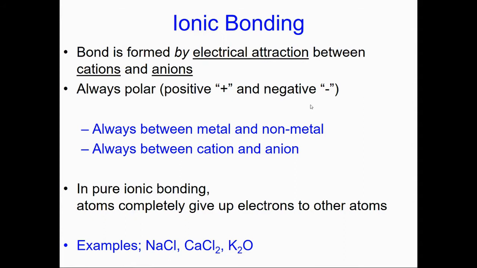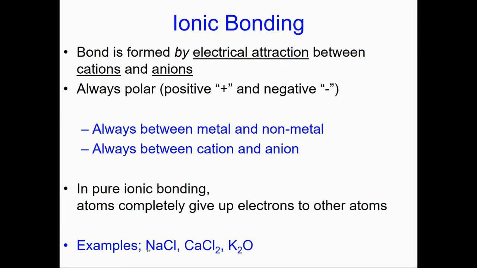It's always between a metal and a nonmetal, or more specifically, between a cation and an anion, because it can be between polyatomics that have charges as well. And in pure ionic bonding, which is what we talk about in this class, your atoms are completely giving up their electrons or transferring them to other atoms.